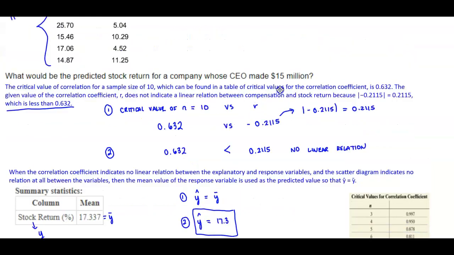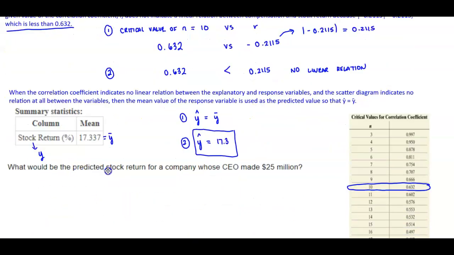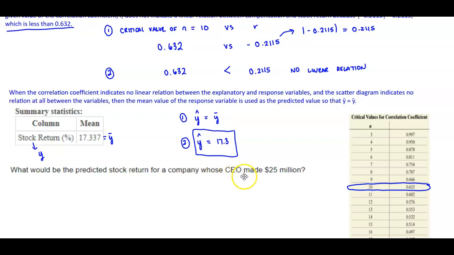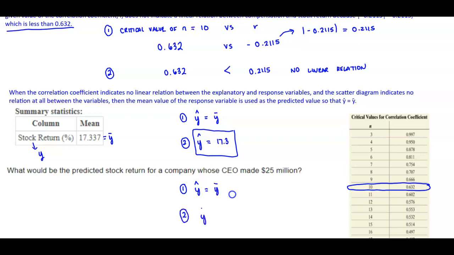Now the next question says, what would be the predicted stock return for a company whose CEO made $25 million? Well, it's the same exact thing. There's no linear relation between the explanatory and response variables. So just like we stated in the previous one, y is going to equal the sample mean. Therefore, we get the same result: y is going to equal, again, 17.3.